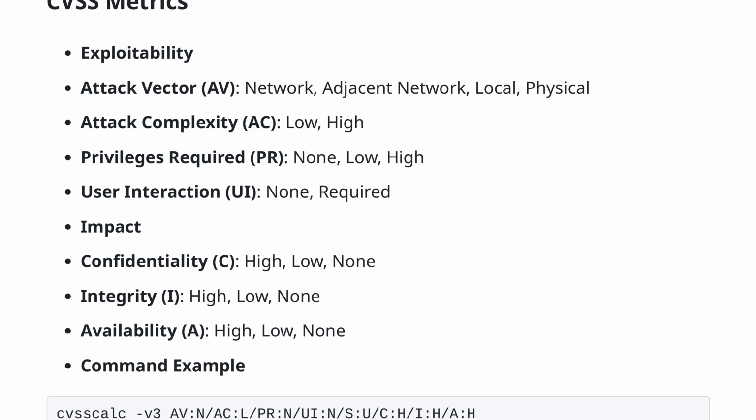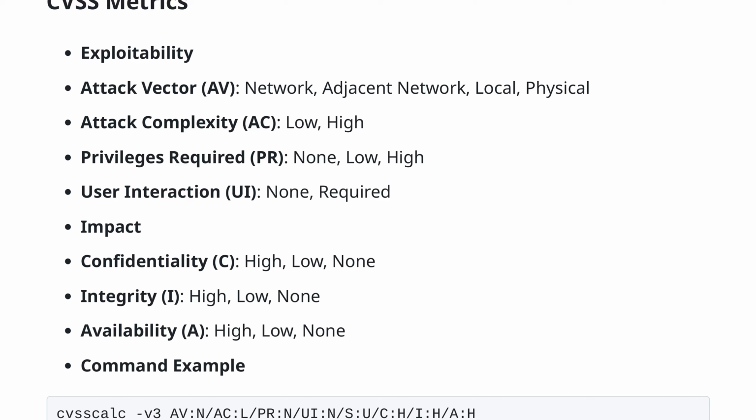It measures how simple or difficult it is to exploit the vulnerability, with values of low or high. 3. Privileges required (PR). This indicates the level of privileges an attacker needs to exploit a vulnerability, ranging from none, low, to high. 4. User interaction (UI). This evaluates whether user interaction is necessary for the exploit. The options are none or required.